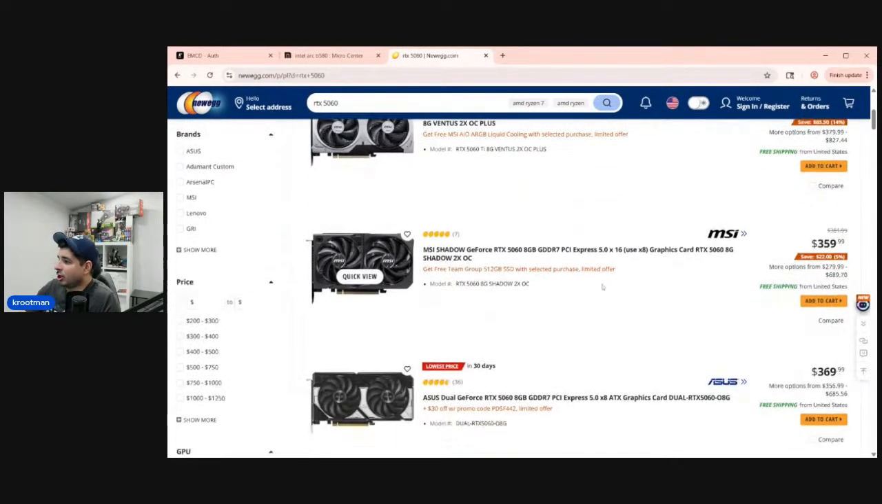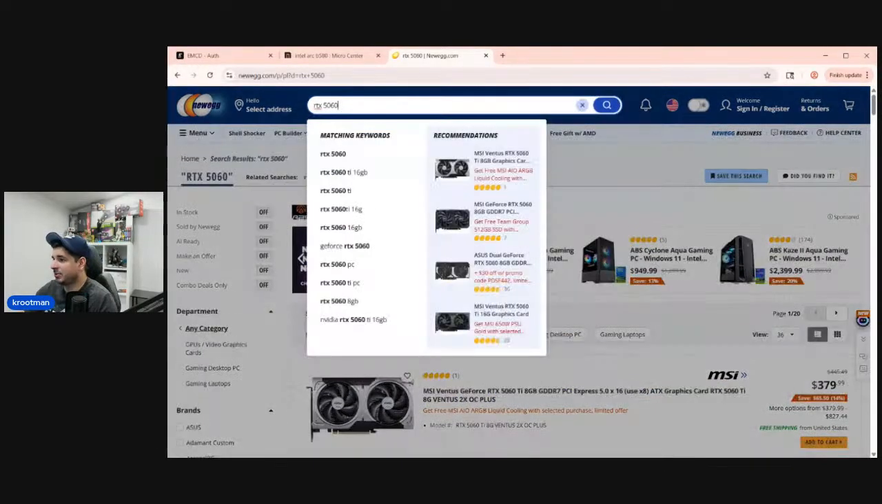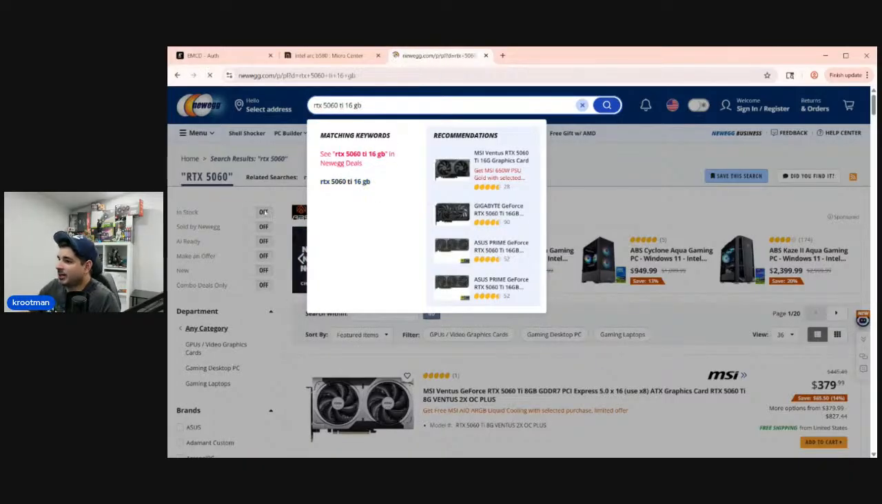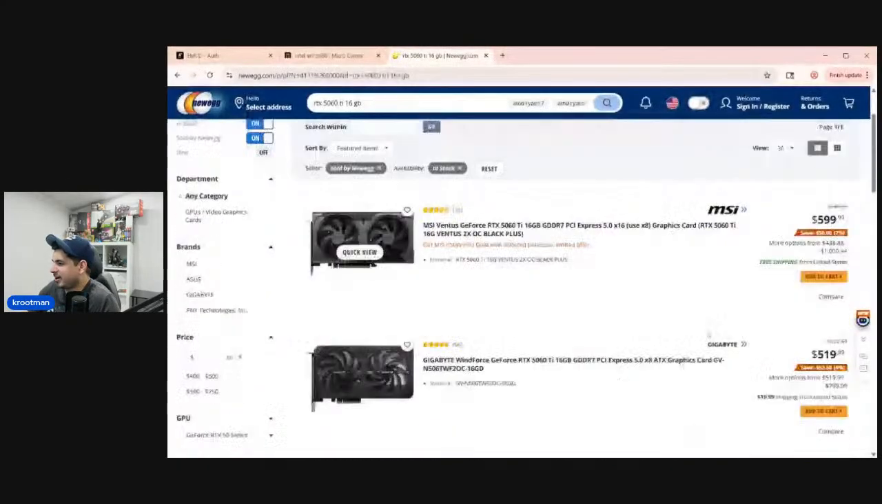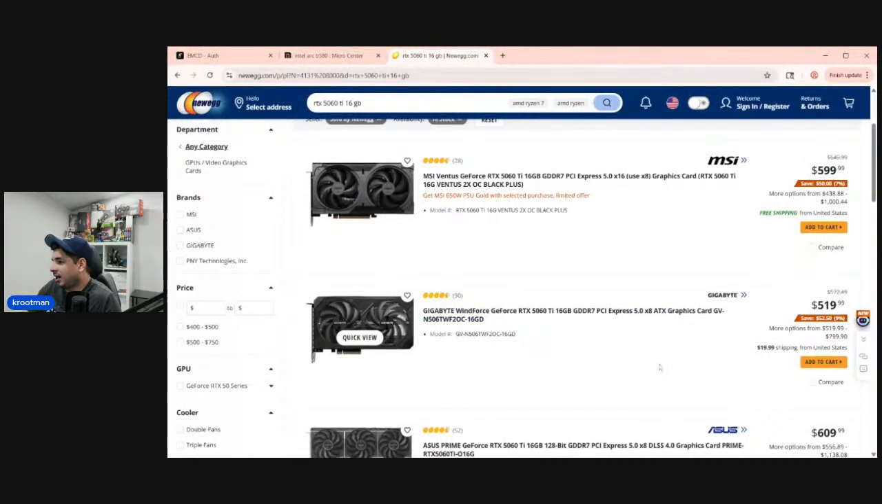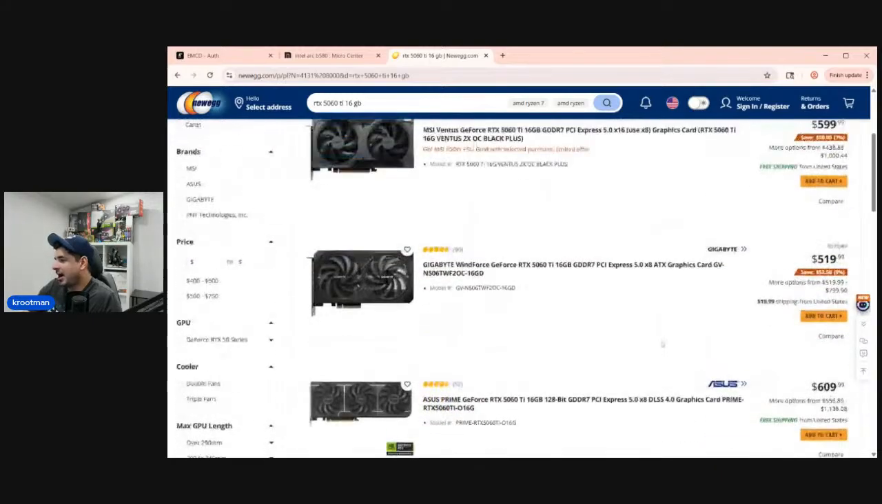$360. You know, I would honestly, for the VRAM, I can honestly say that I think I'd rather pay $300 for an Arc B580 than $360 for a 5060 8 gig. I can honestly say that. Let's see what a 5060 Ti 16 gig costs right now at Newegg. So where anybody could buy, not just people who live by a Micro Center. $500. Yeah, I would definitely buy an Arc B580, save the $200.